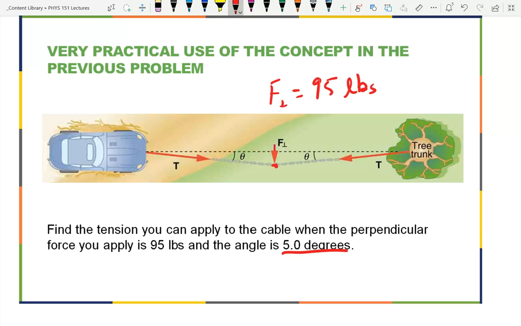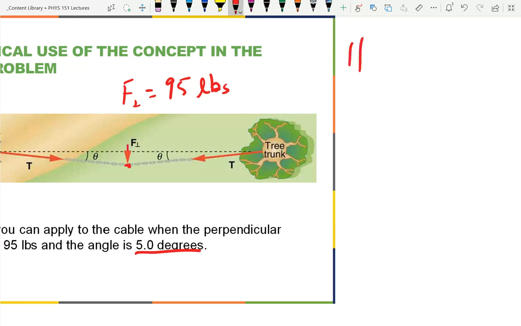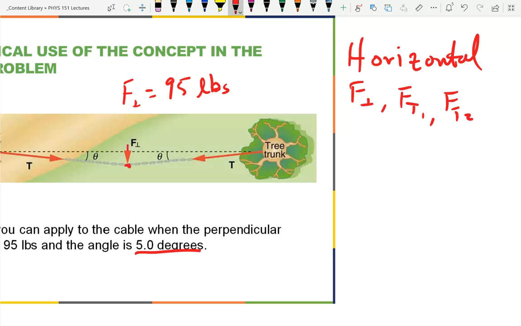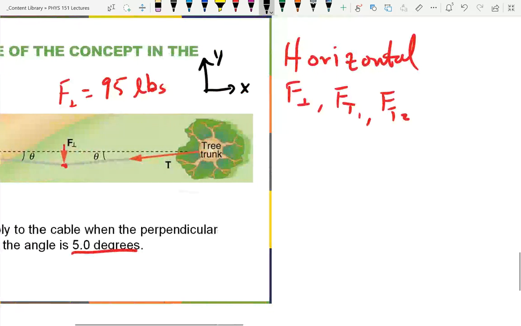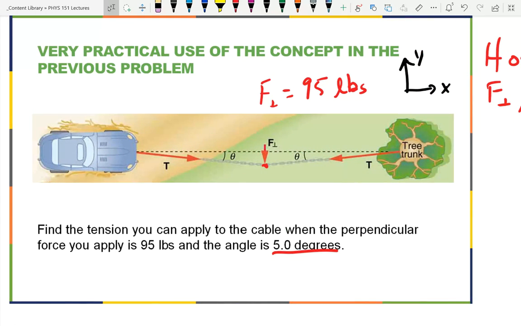Now notice that all the forces are horizontal. So I'm simply going to work in the horizontal plane. I'm going to define X and Y like this, and Z would be up and down, and I don't care about it. I'm only going to work in the horizontal plane. I now need to draw my free body diagram for my object.